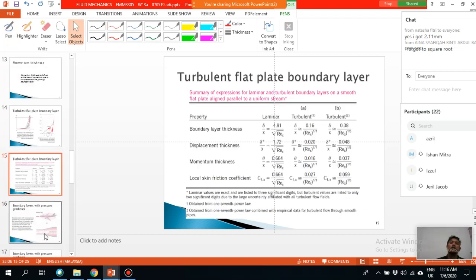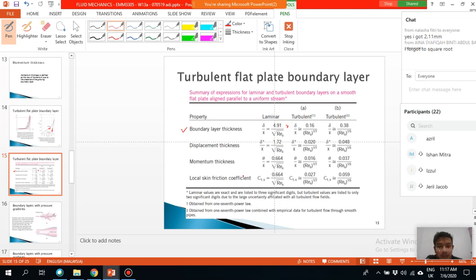Okay, this is the turbulent flat plate boundary layer. Just now, the example was more on laminar. This is the formula of boundary layer thickness, delta divided by x. For laminar, you can use 4.91 divided by the square root of the Reynolds number. But for turbulent, you can use either A or B.